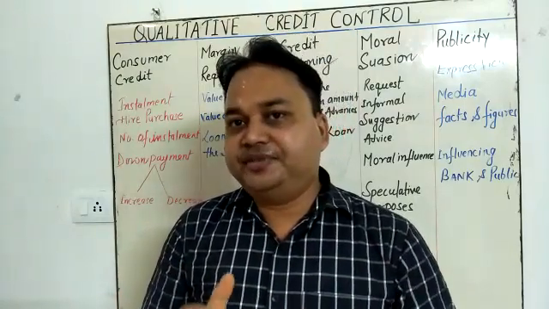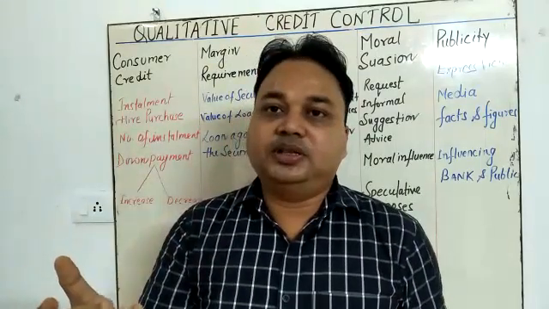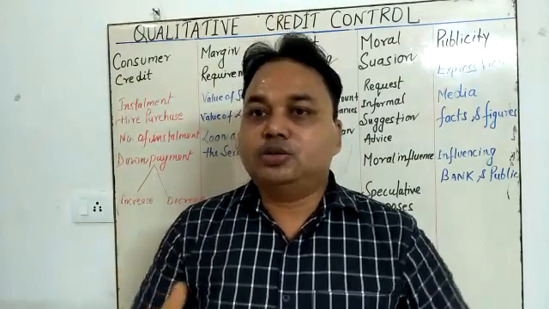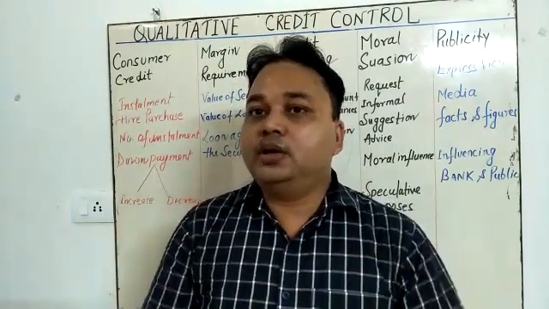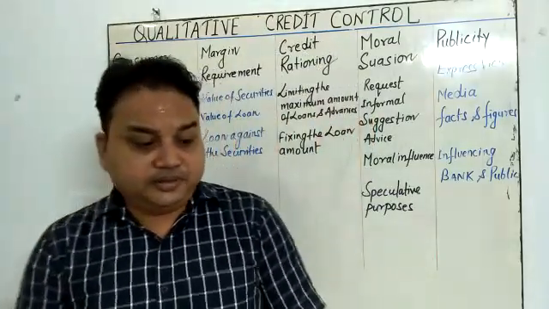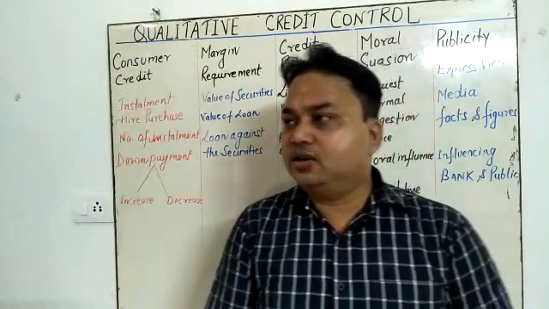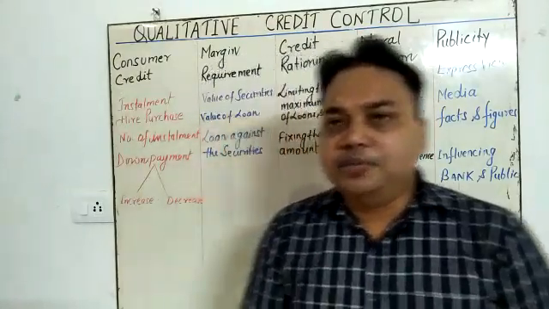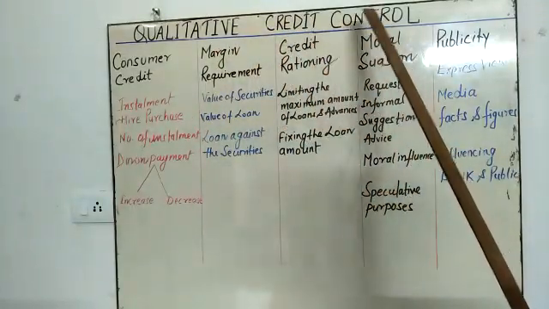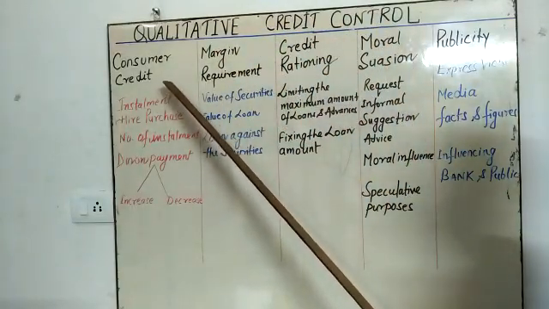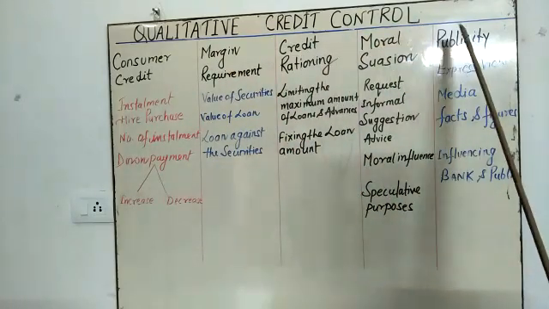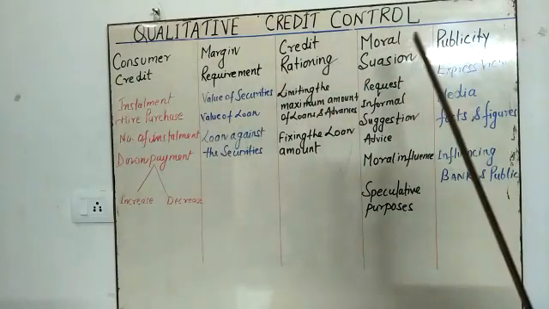Whatever facts and figures relate to monetary policy, we have already studied CRR, SLR, repo rate, reverse repo rate, etc. These should be given to the public domain through the internet or any media person. So my dear student, I hope you understand this topic. It is very important for your examination, because in every examination it asks what the qualitative credit control methods used by the central bank are. There are these points: consumer credit, margin requirement, credit rationing, moral suasion and publicity. You have to remember all of these points.